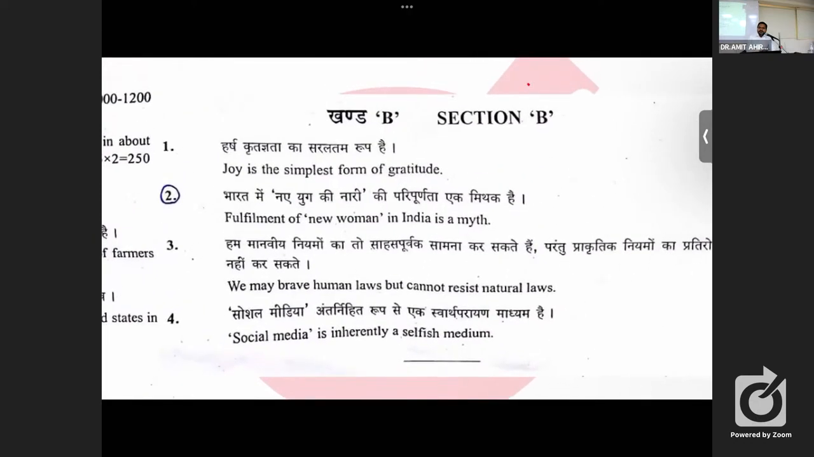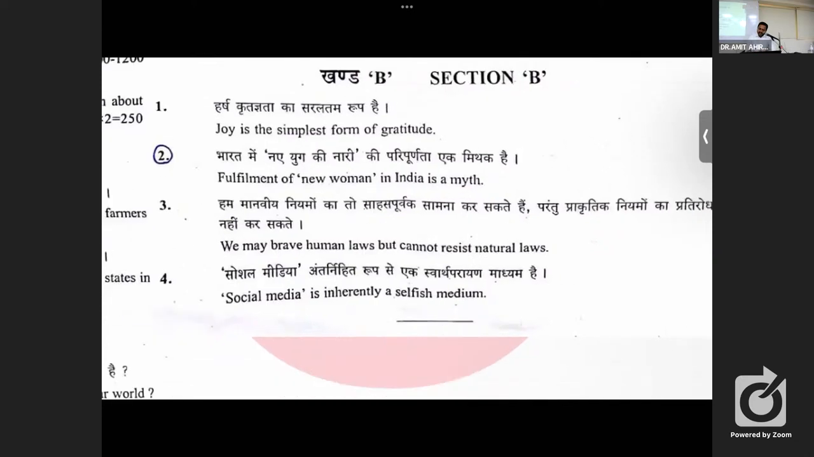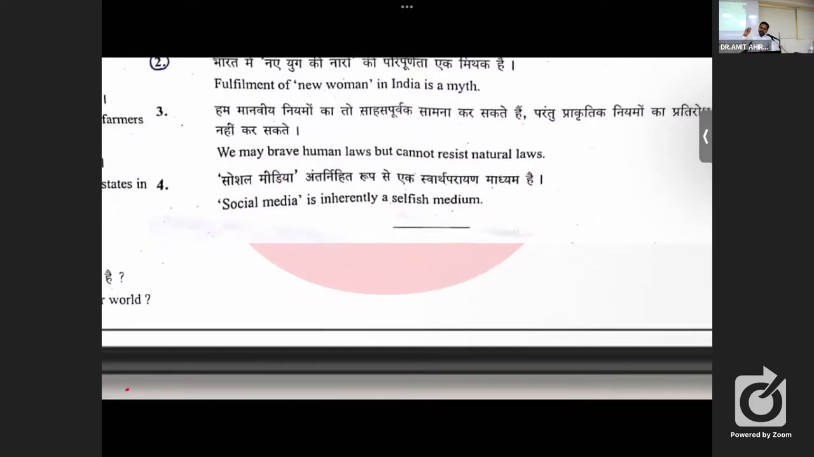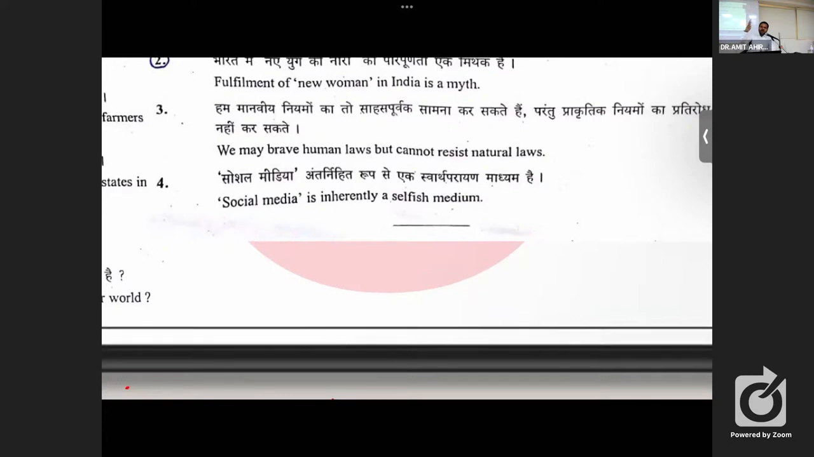अब इसमें क्या लिखोगे? Fulfillment of a new woman in India is a myth. We may brave human laws but cannot resist natural laws. धीरे धीरे UPSC has decided to change the pattern of this essay paper. Nowadays, out of 8 essays this year, 7 essays were based on these philosophical topics. क्या लिखा है? Social media is inherently a selfish medium, थोड़ा बहुत science technology से related, right?